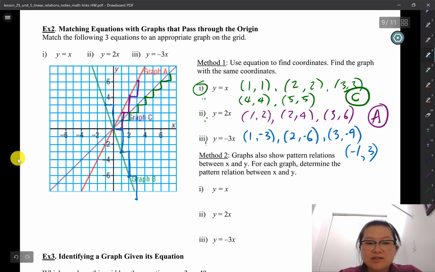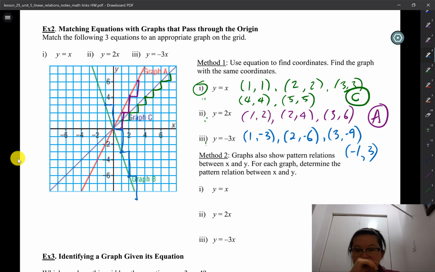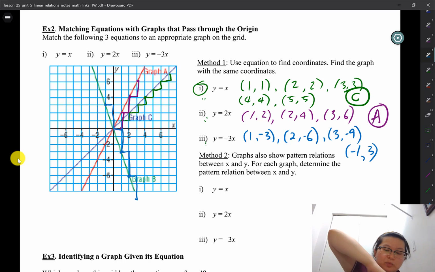So the coefficient in front of the x not only tells me the steepness of my slope, but it also tells me whether my slope is sloping upwards or sloping downwards. Sloping upwards means I have a positive value in front of my coefficient. Negative means negative slope, or sloping downwards, like downhill. And the larger my number, the steeper my slope is. Very interesting. And that kind of touches on method 2 already.